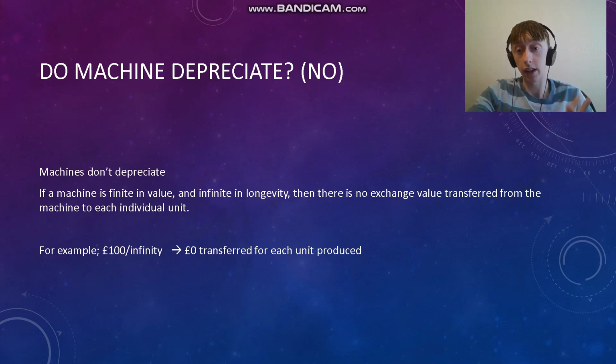It's virtually nothing. For example, a machine costs £100, divide that by an infinite amount of units produced. That's £0 transferred from the machine into each individual unit produced. So either machines transfer no exchange value into each product produced, or machines do produce something, and that something is use value.